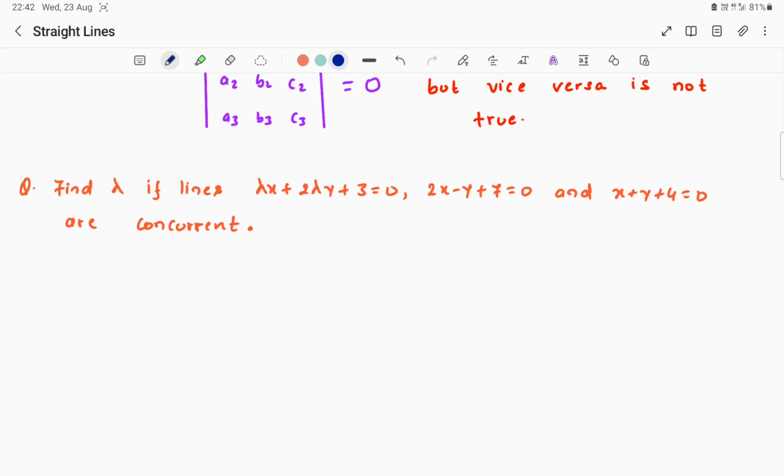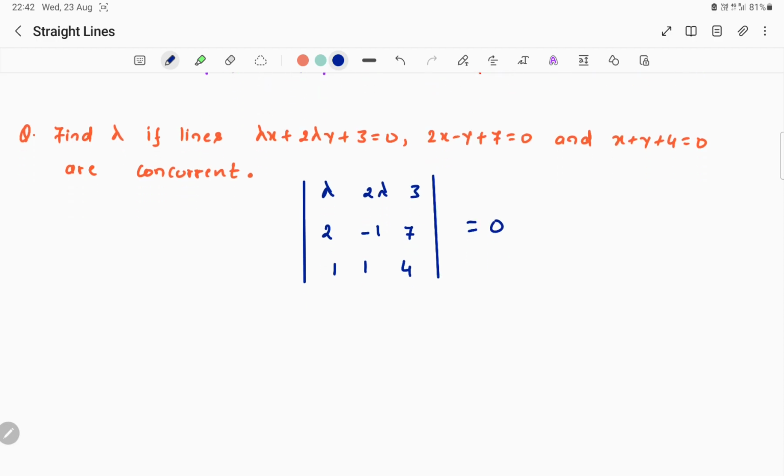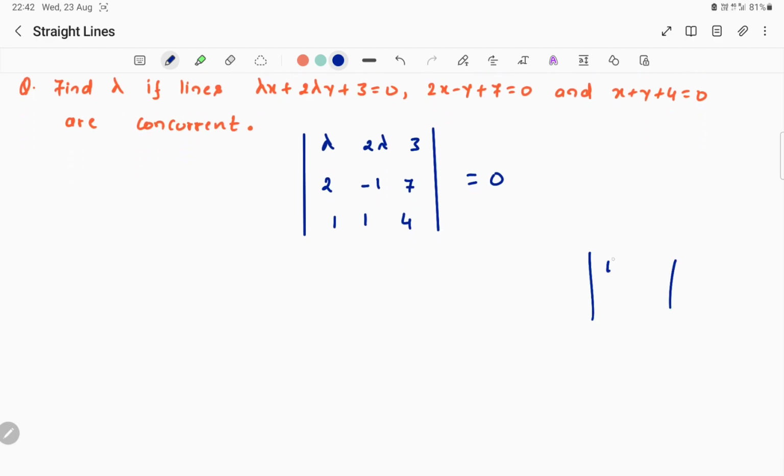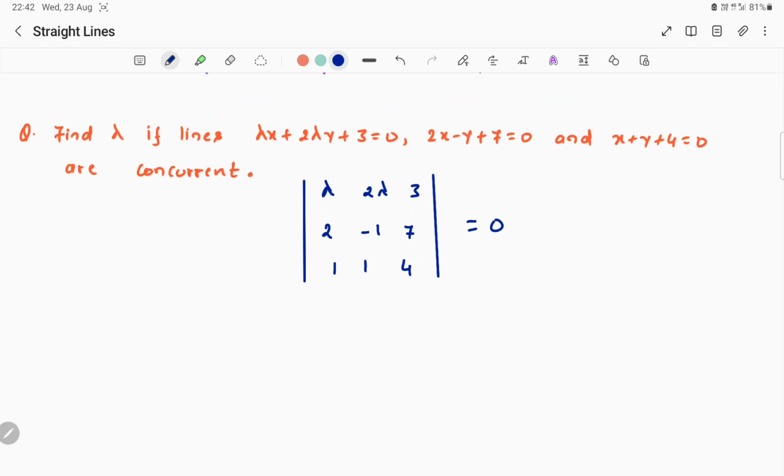Suppose this is the question: find the value of lambda for which these lines are concurrent. You don't do much, just list down the coefficients: lambda, 2 lambda, 3, 2, minus 1, 7, 1, 1, 4. I'm pretty sure in vectors you would have come across how to evaluate a determinant like i, j, k, and here numbers are written, so you hide this and you do this, isn't it? The determinants are evaluated the same way.